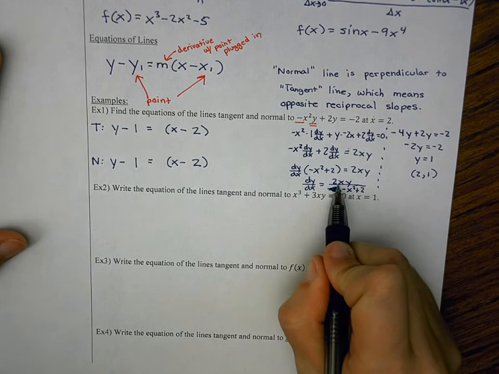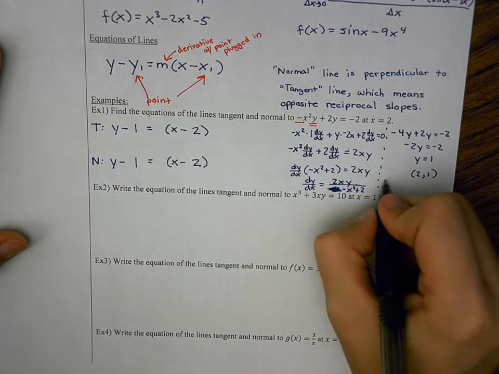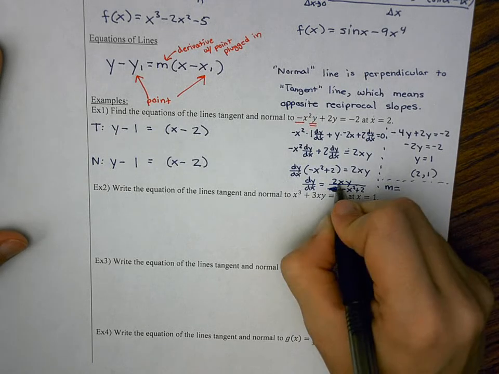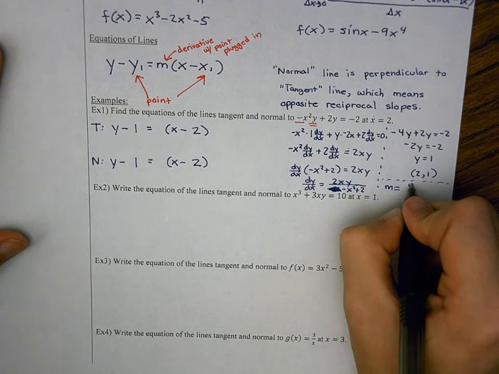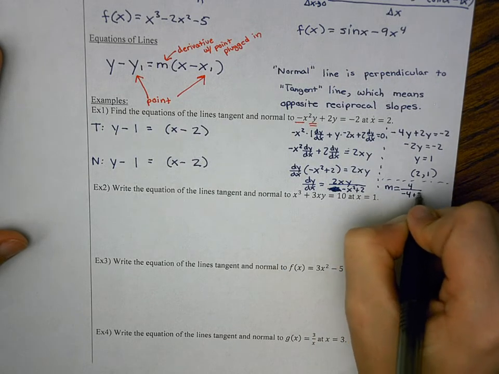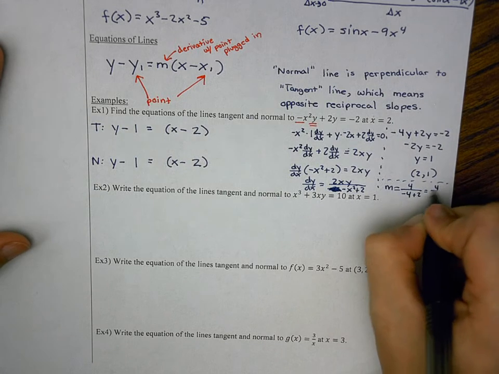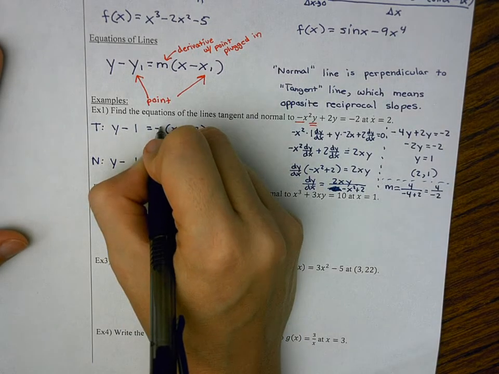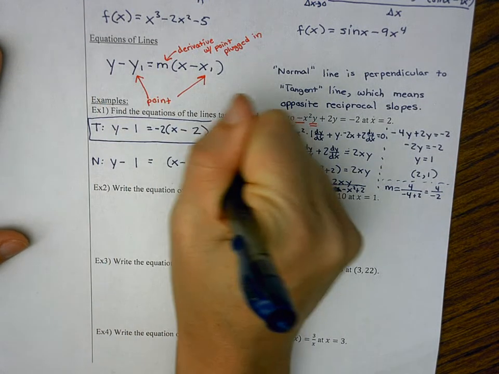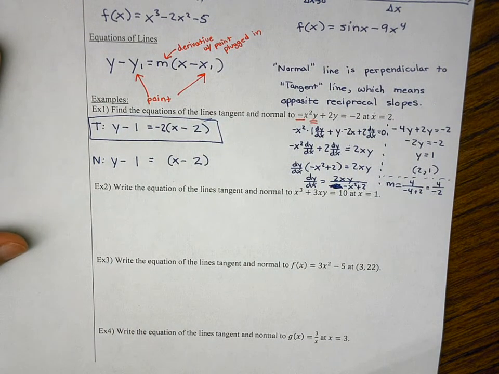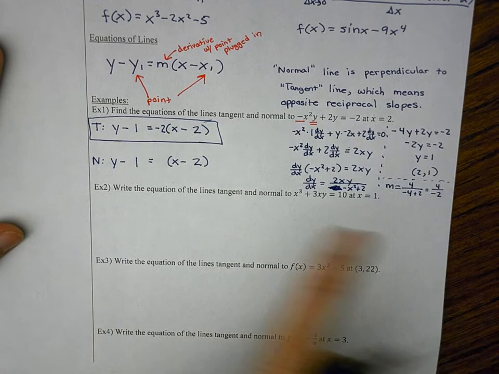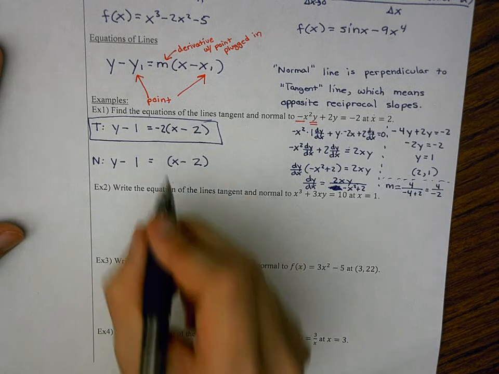My numerator, therefore, I'll go ahead and do this, m equals, my numerator would be 2 times 2, which is 4, times 1, which is 4, over negative 2 squared, which is negative 4, plus 2, which is 4 over negative 2, or negative 2 for my tangent line. And then normal is perpendicular to tangent, which means opposite reciprocal. And so the negative is going to become a positive, and flipping that 2 is going to be 1/2.